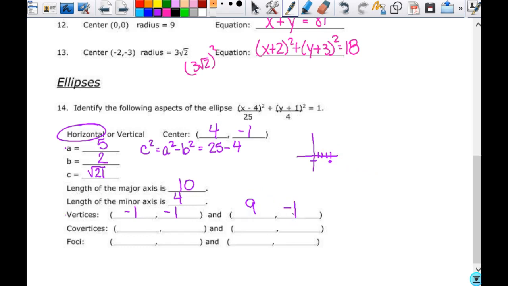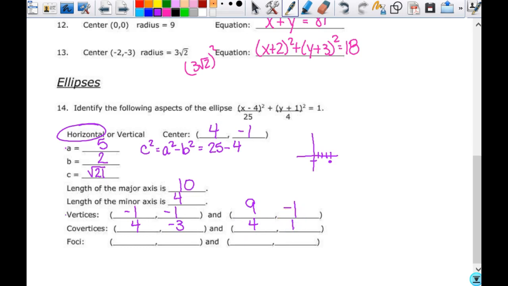All right, so then my covertices, take my center point, and I'm using B. And my covertices would be vertical, since this is a horizontal ellipse, which means I'm adding and subtracting from Y. So my covertex, my first one is 4, and I'll take -1 minus 2, which would be -3. And then 4, -1 plus 2, which would give me 1.